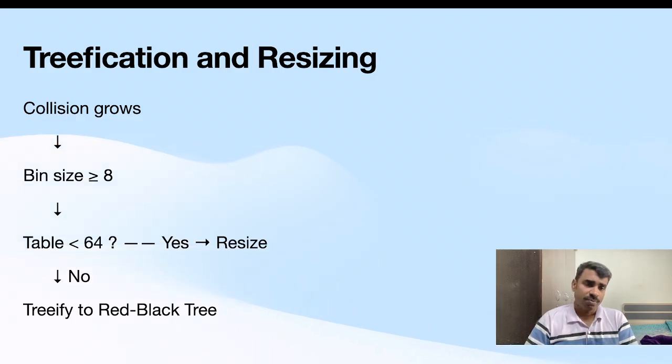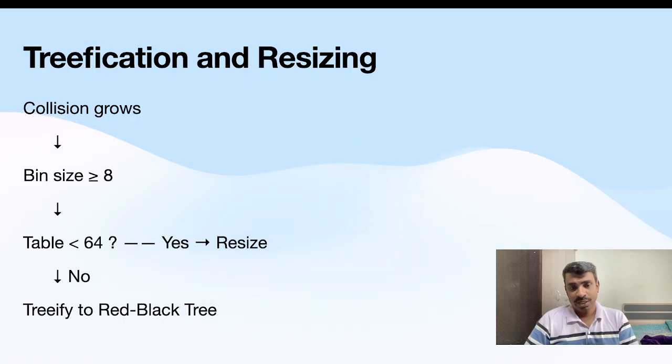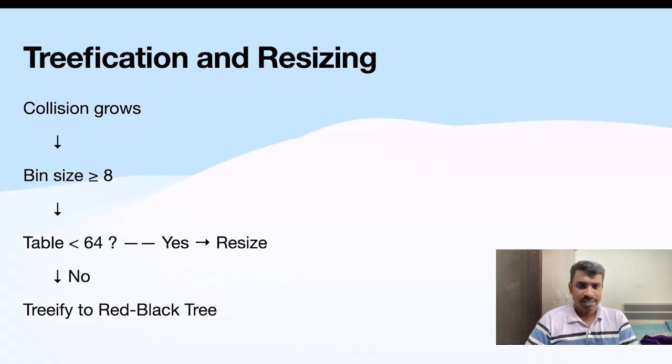If the table size is greater than 64 and bin size is greater than 8, it will treeify to a red black tree. This is the treeification and resizing logic. If the bin size is greater than 8 and table size is less than 64, it will resize. If the bin size is greater than 8 and table size is greater than 64, it will treeify. It will create a red black tree.